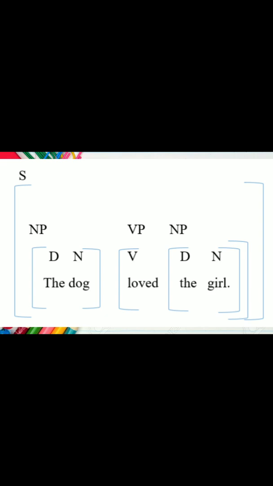This diagram takes the sentence, the dog loved the girl. It breaks it down into articles, nouns, verbs, noun phrases, and verb phrases, just like the previous example. In this sentence, the subject is dog, the verb is loved, and the object is girl. Again, syntax trees are not meant to be intimidating but are used to better understand the structure of sentences and to reveal each part's purpose within the sentence.